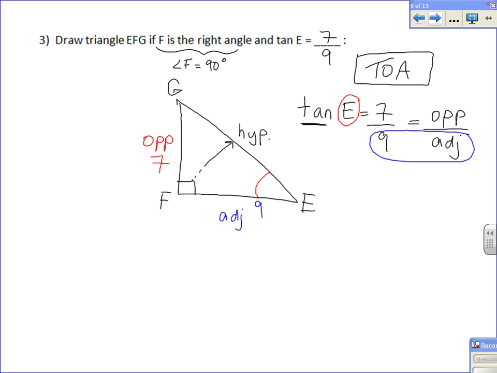By the way, if you wanted to find out the length of your hypotenuse here, you could use Pythagorean theorem. A squared plus b squared is equal to the hypotenuse squared. So we could solve it if we wanted to. 7 squared plus 9 squared, okay, is equal to c squared. I'm not going to for now because for the moment, you know how to do that, and what I really want to talk about is writing these tangent ratios.